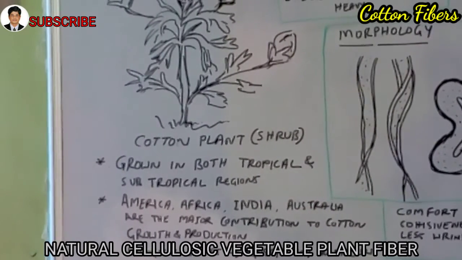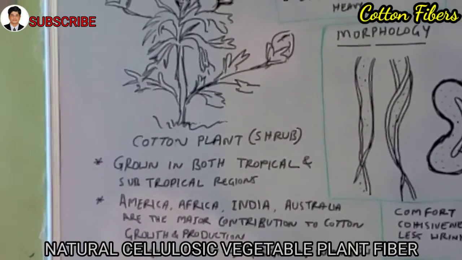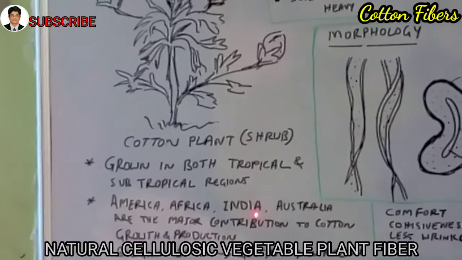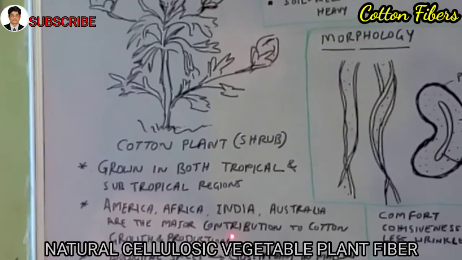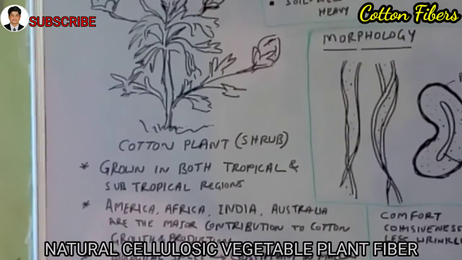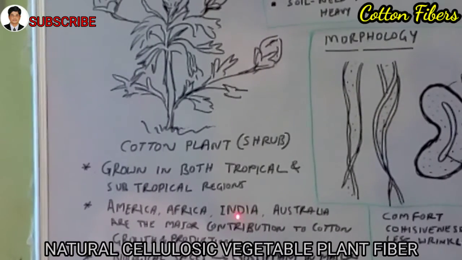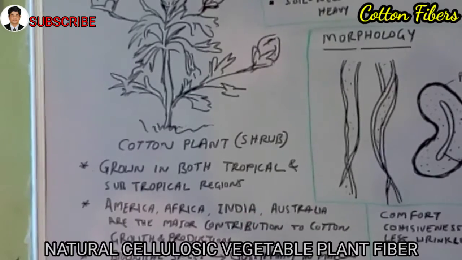Other than these major continents, other countries like the Middle East countries, European countries, Pakistan, Bangladesh, even China, are all growing cotton. But compared to the globe, India is the major country contributing to cotton production.